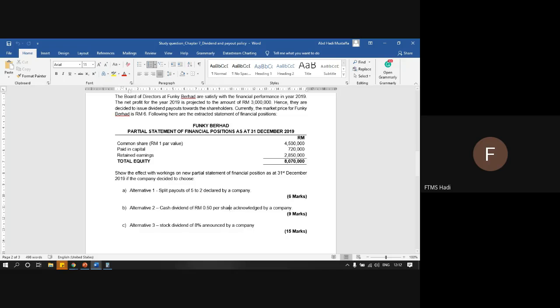And the last one will be stock dividend. Of course, it's a stock dividend calculation, 8%. That means you need to increase common share, increase paid-in capital, and reduce retained earnings. The market price given here is 6 ringgit, so this is your MP, and your D is 8%.